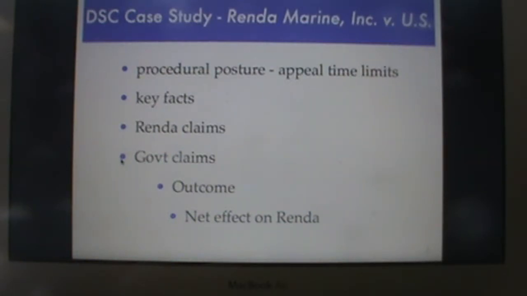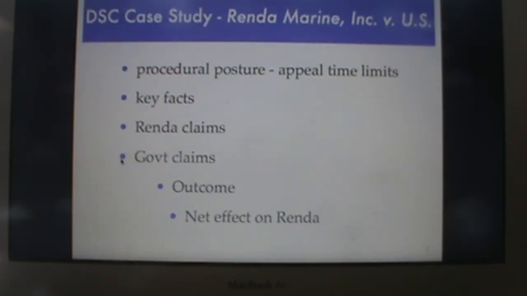I'm not going to go over the facts too much here, but you'll see the outcome is that Renda lost their claim based on some facts that showed, number one, this wasn't really an unforeseen condition. There was evidence in the record that showed that Renda was reasonably on notice of the conditions that they claimed had increased their cost of performance. There's also a procedural aspect. They blew the appeal time on their claim, so there's a bit of a lawyer malpractice issue in this case as well.